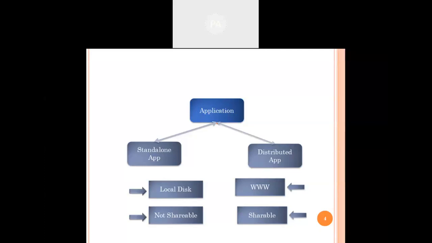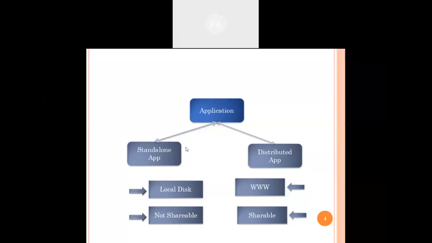We can also use Gmail as a distributed application. In that we can send a mail from source to destination, from one PC to multiple PCs, or from one PC to another PC. Such an example is shareable. So these two major types of applications are there.